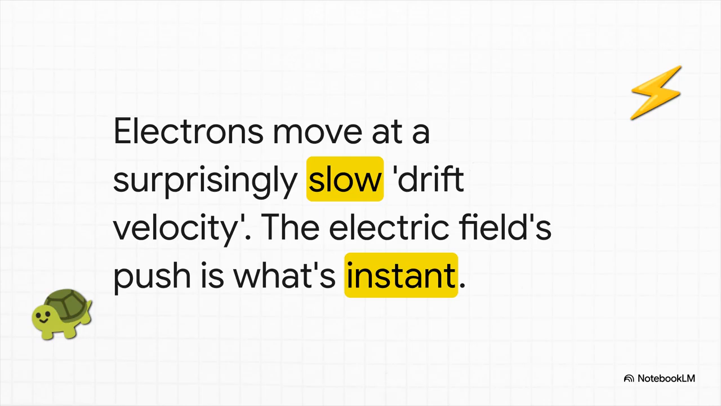So what gives? The instant effect you see isn't about the speed of one electron, it's about a chain reaction. The electric field itself gives an instant push to all the electrons in the wire at once. It's just like a long line of dominoes. One pushes the next, and the effect at the end is immediate.